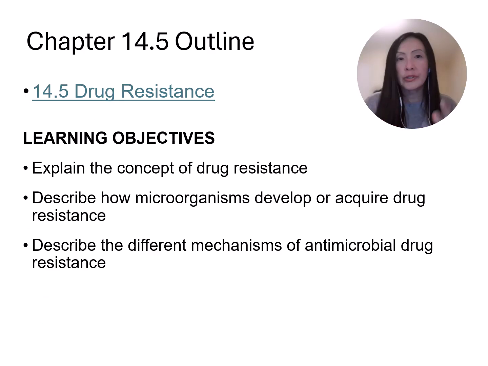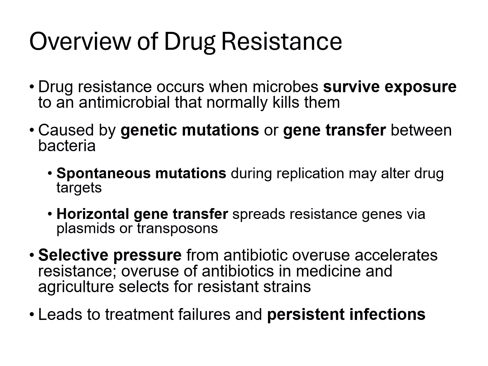Now moving forward to section 14.5, we're going to look at how microbes develop resistance to antimicrobial drugs. Drug resistance occurs when microbes survive exposure to an antimicrobial that would normally kill them, and this can happen through genetic mutations or gene transfer between bacteria. Over time, selective pressure from antibiotic overuse in medicine or agriculture, for instance, favors the survival of resistant strains, and this leads to treatment failures and persistent infections.